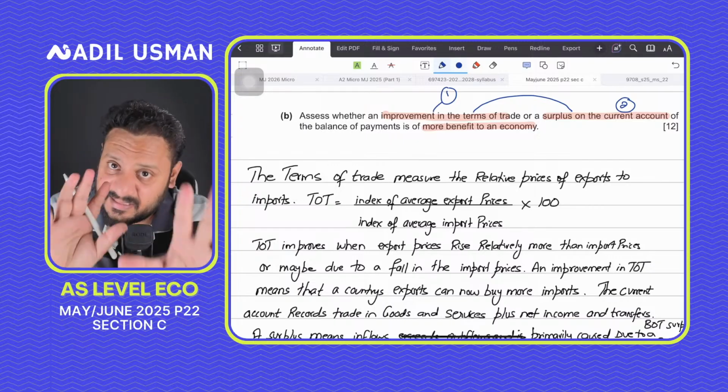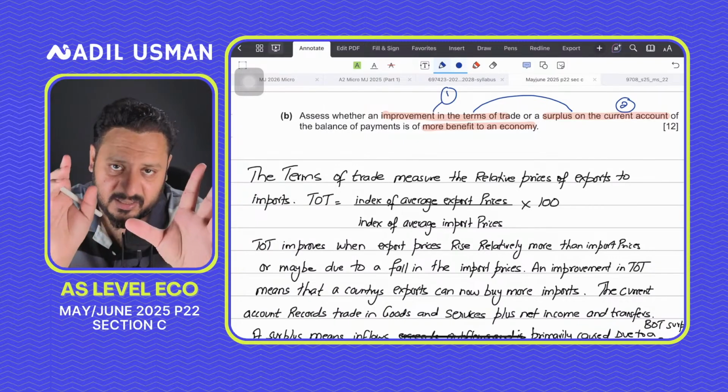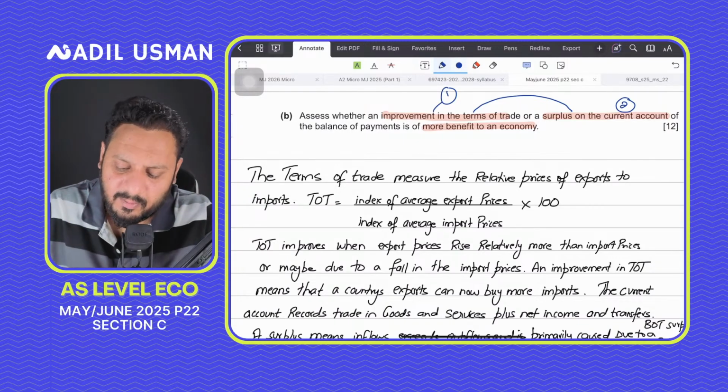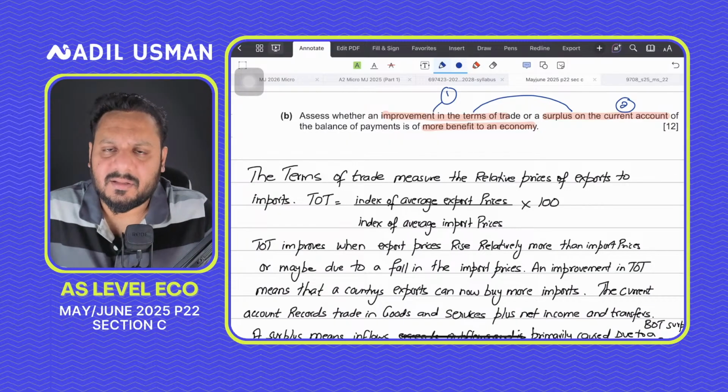And he provides a correct conclusion and a correct evaluation. He will get 0 out of 4 still, because he has not provided the drawbacks.